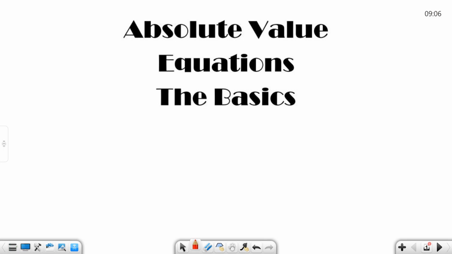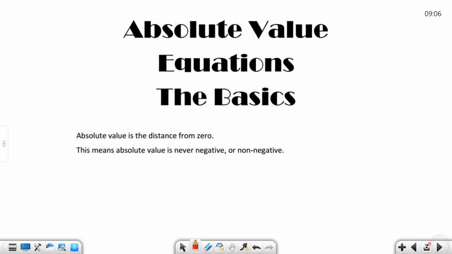Absolute value equations, the basics. Absolute value is the distance from zero. This means the absolute value is never negative, or non-negative. I know many of you have always heard that the absolute value is always positive. So here, the absolute value is always positive, but wait a minute, or zero.